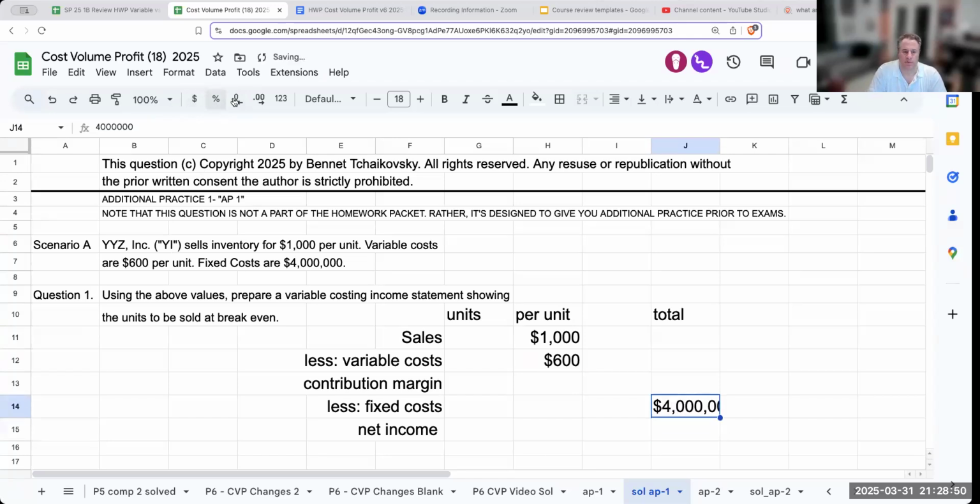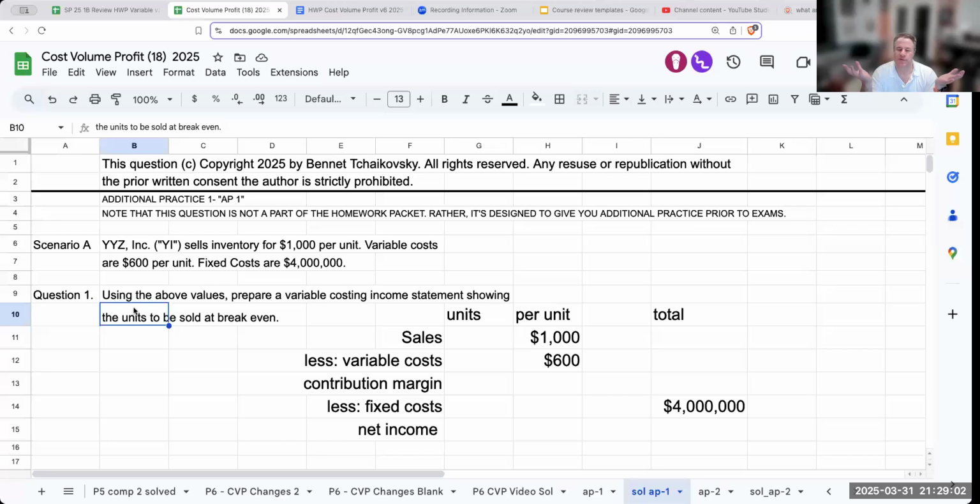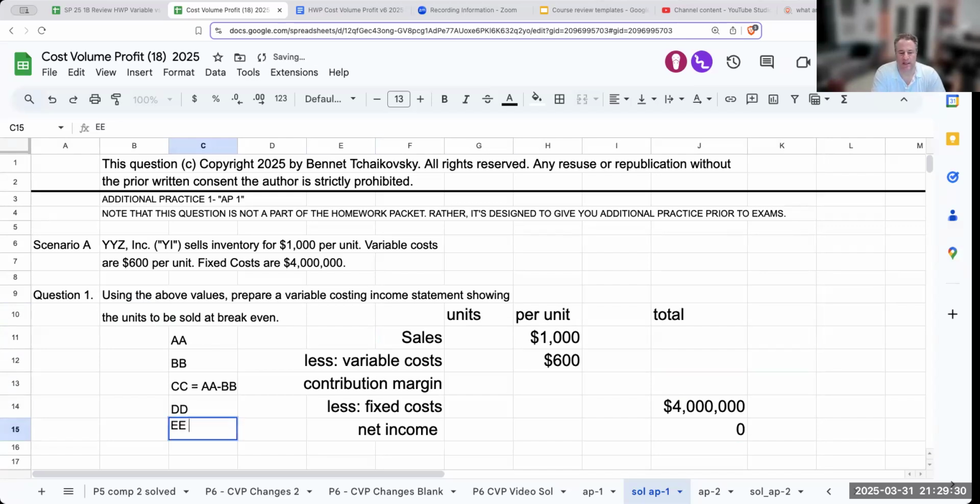Okay, so the first part of this question is, using the values above, prepare a variable costing income statement showing sales at break even. What does break even mean? That my net income is zero. And if we look at the relationship between these different accounts, our sales less our variable costs gives us our contribution margin, less our fixed costs gives us our net income.